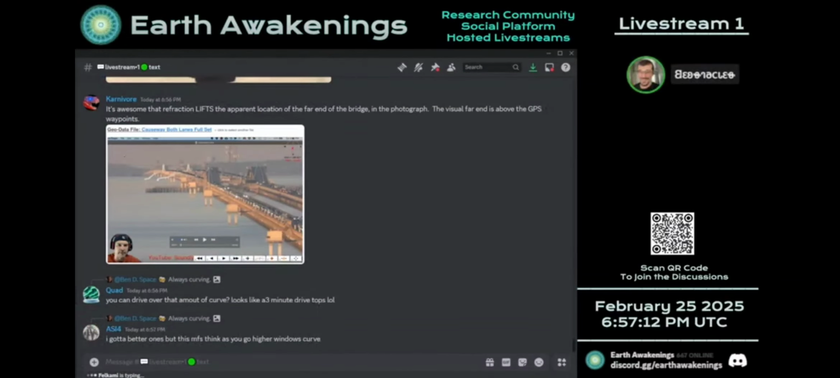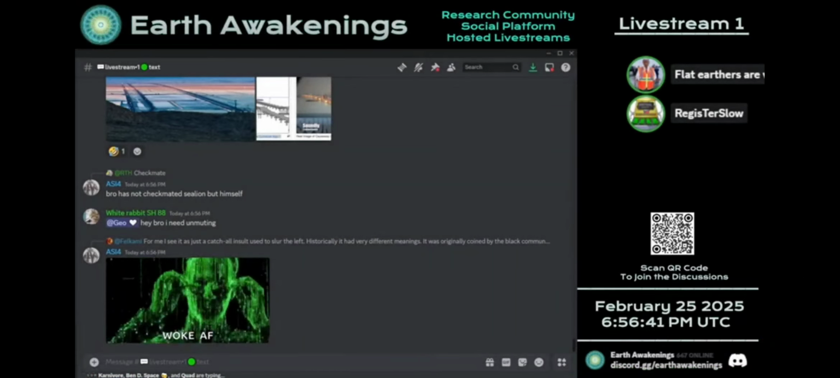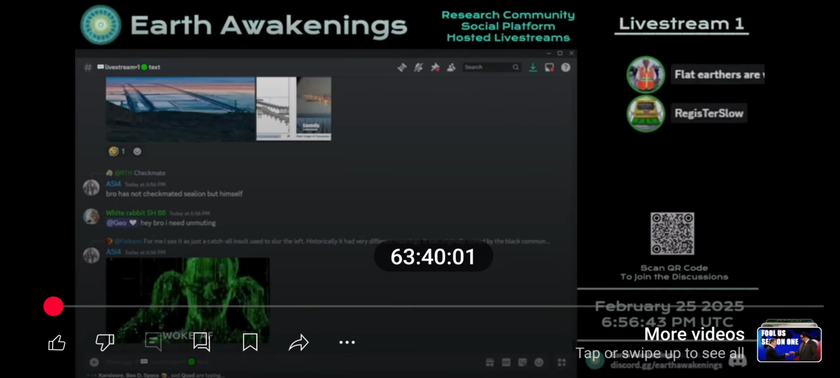I like how Carnivore keeps posting the same picture. Yeah, left lane. That's just refraction, left lane.